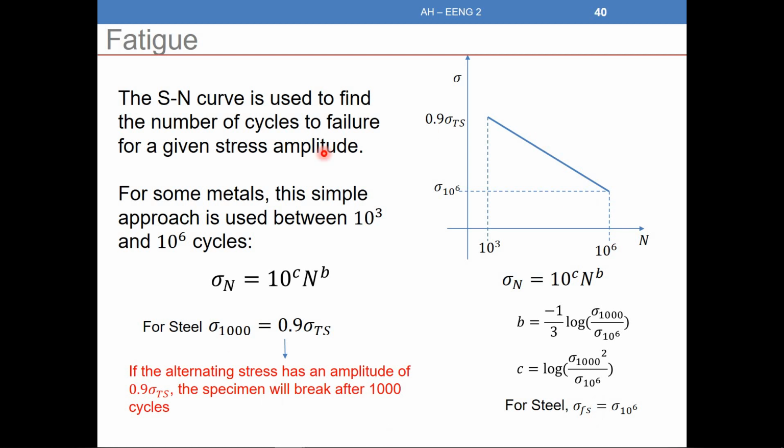So to summarize this slide, this formula can be used if I have the amplitude of the alternating stress, I can find the number of cycles that it will take before fracture, or if I have the number of cycles, I can find the corresponding stress amplitude. C and B are formulas that you need to memorize, these two formulas. How do you calculate B and C? I use sigma 1000 and sigma 10 power 6, which are given properties of the material.